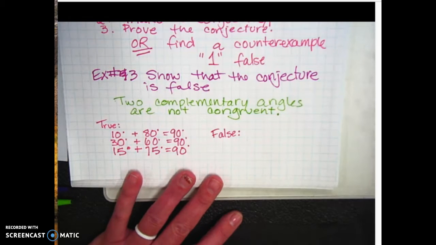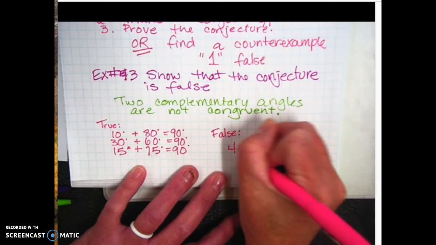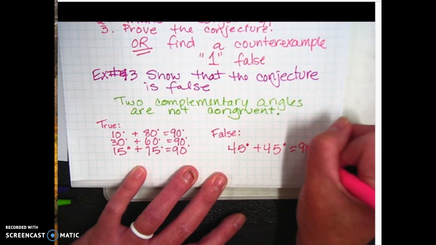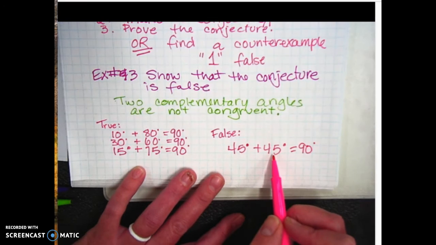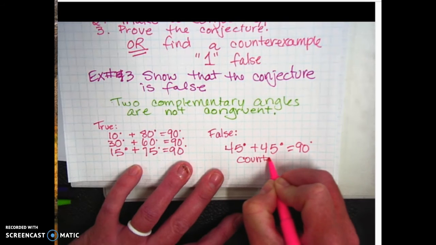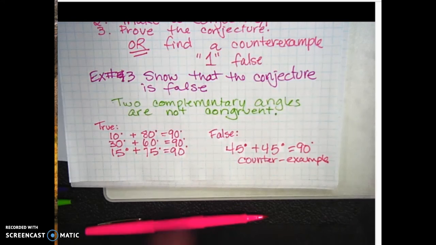Anybody know it? One example to prove this statement false. 2 angles that are going to add up to 90, and they are going to be congruent. Yes, 45 plus 45 equals 90 degrees. So a 45 degree angle and a 45 degree angle equals 90 degrees. This is our counterexample. And we just proved that statement false.